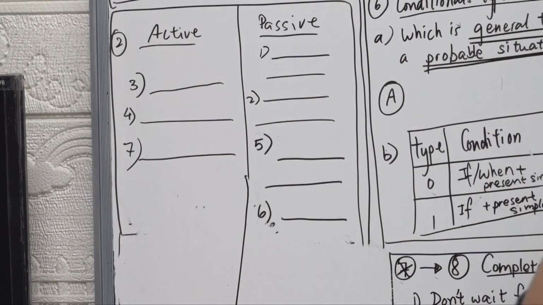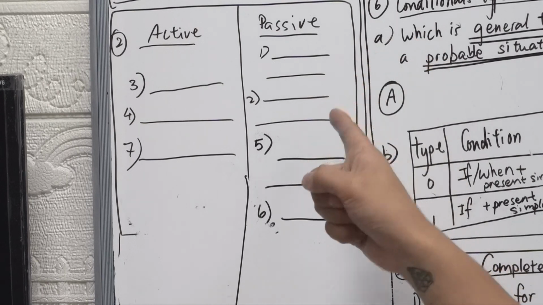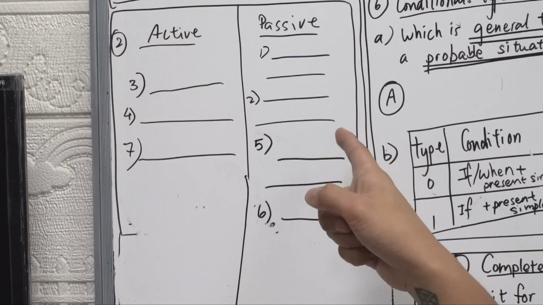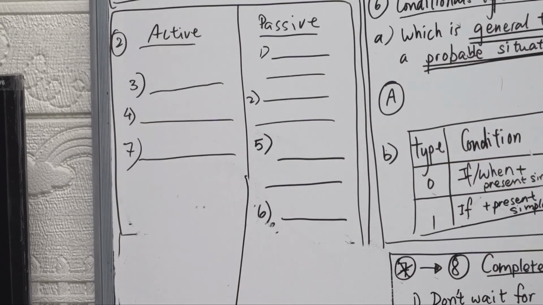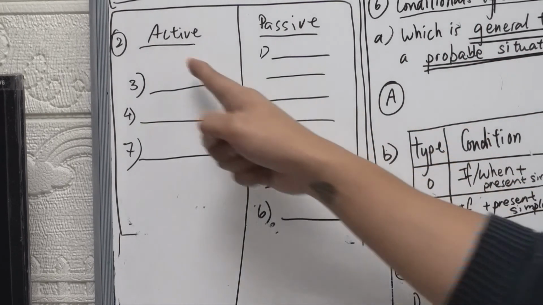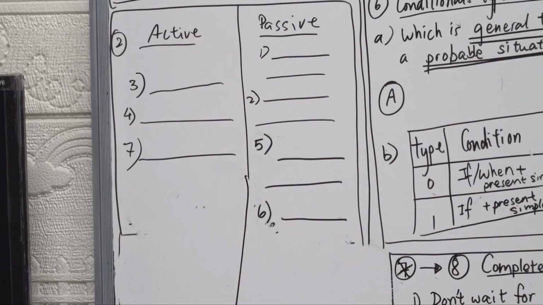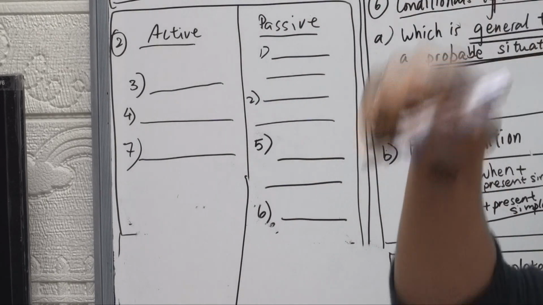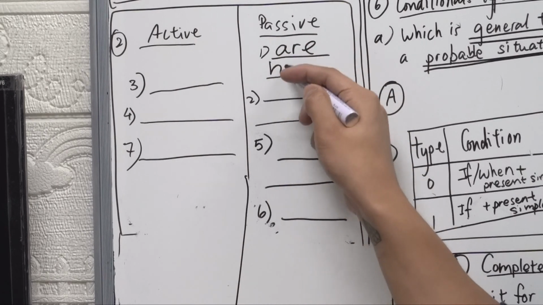If we want to write down, they hold the Olympics every 4 years in the passive form, we have to start with the object, which is the Olympics, right? The key word here is hold. Hold from active will become what in passive? So the Olympics is held? Are held. Very good. So the Olympics are held.